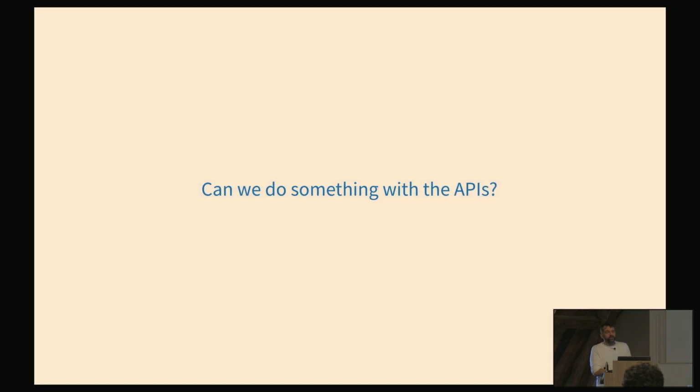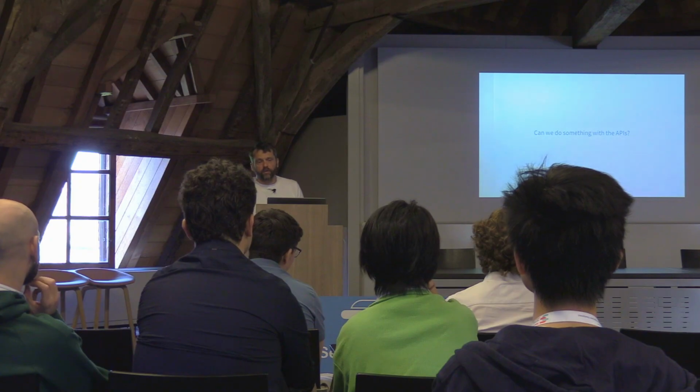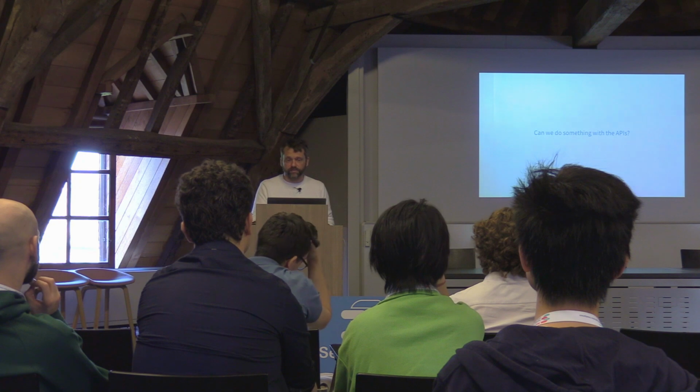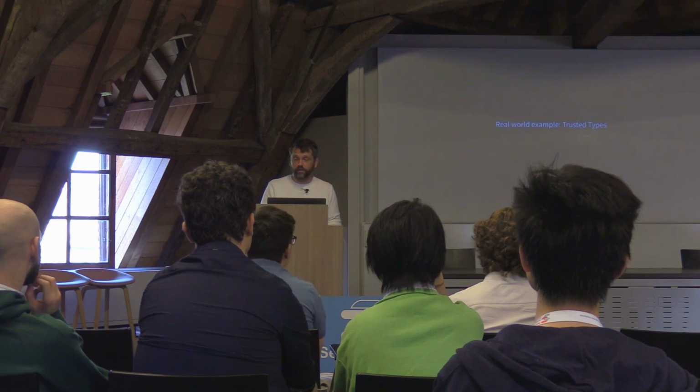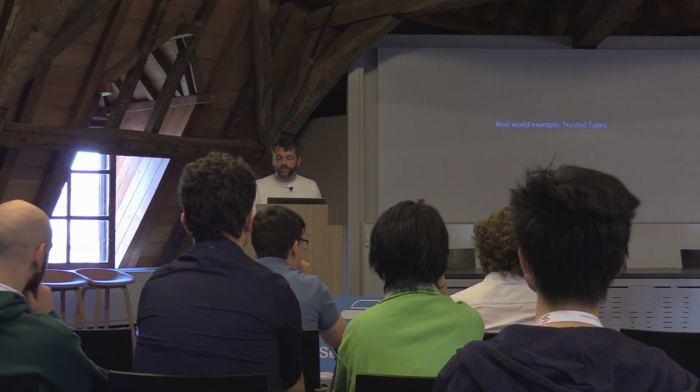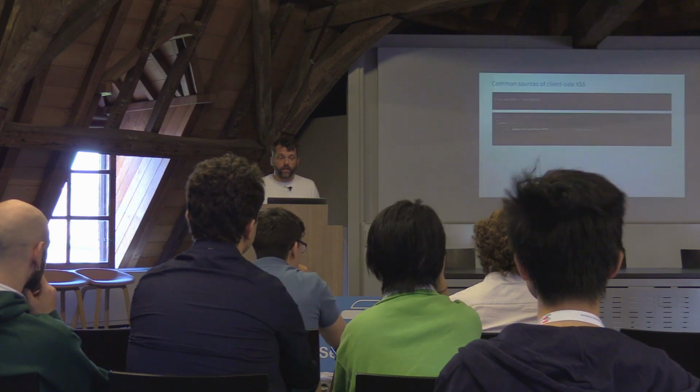But this kind of begs the question, can we do something with the APIs to help us do this in a safer way? And the answer is, of course, yes, we can, and there are some good examples. One example is what's called trusted types, which now exists in our browsers.